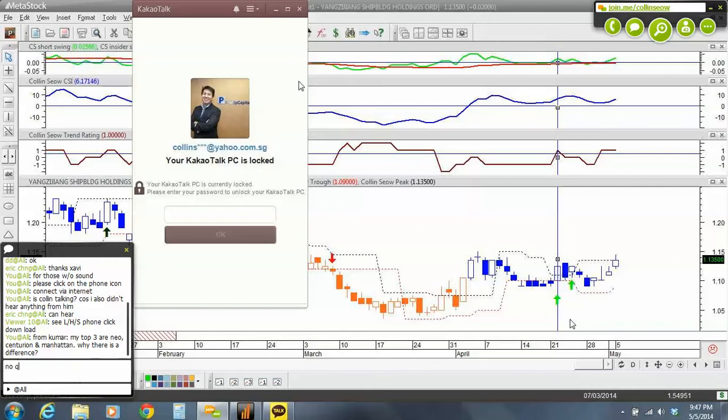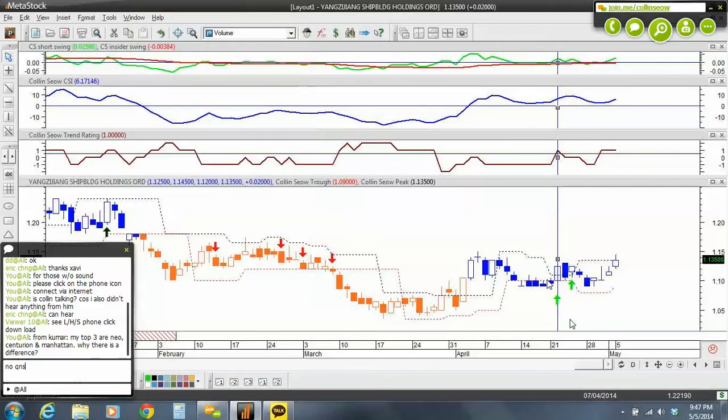Okay. Why is there a difference? It is because I did not scan the full list. I just scanned only, I think about 100 Singapore stocks and 100 US stocks. That's all. If I were to scan the full list, my list will be the same.